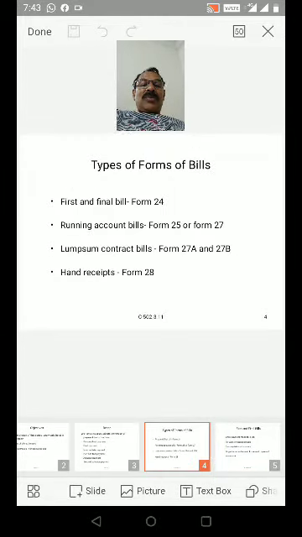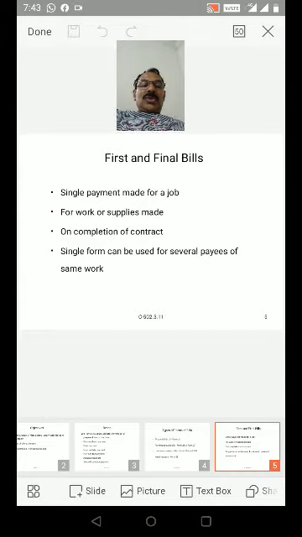Among these types of forms of bills, the first one is the first and final bill, that is Form 24.